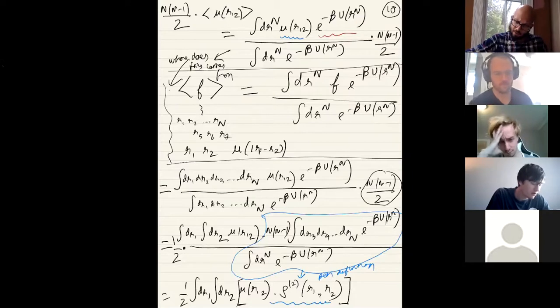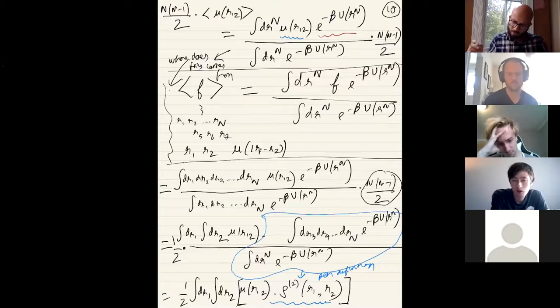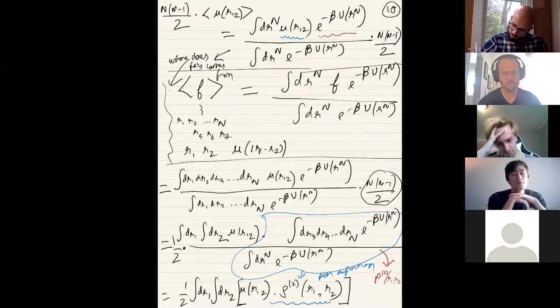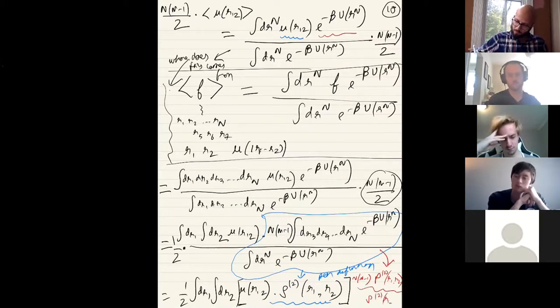If we did not have this n minus 1, then this would have been P2 of R1, R2, right? But we do have an n minus 1. So this is P2 of R1, R2 multiplied by n into n minus 1, and that is rho 2. That's what we used over here. So we have our most important relation, and now we can write it down.